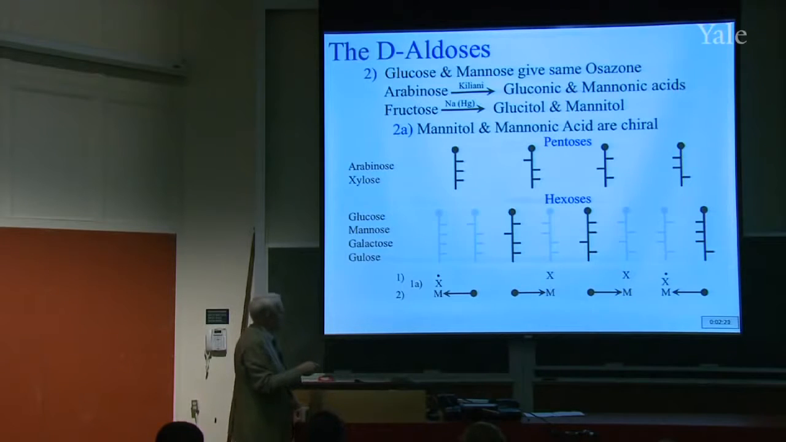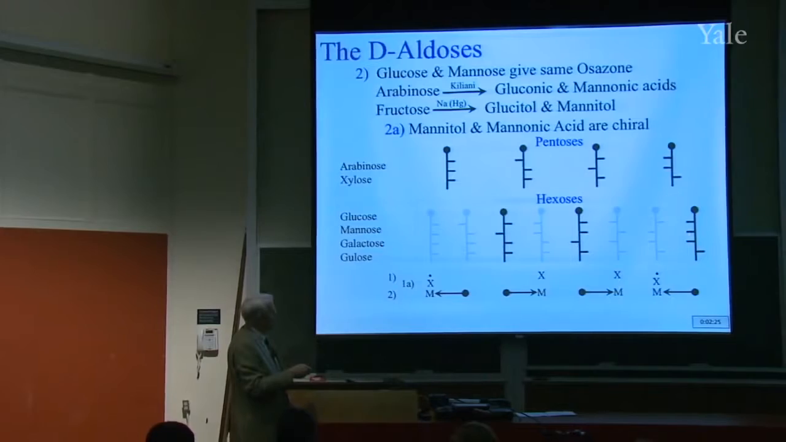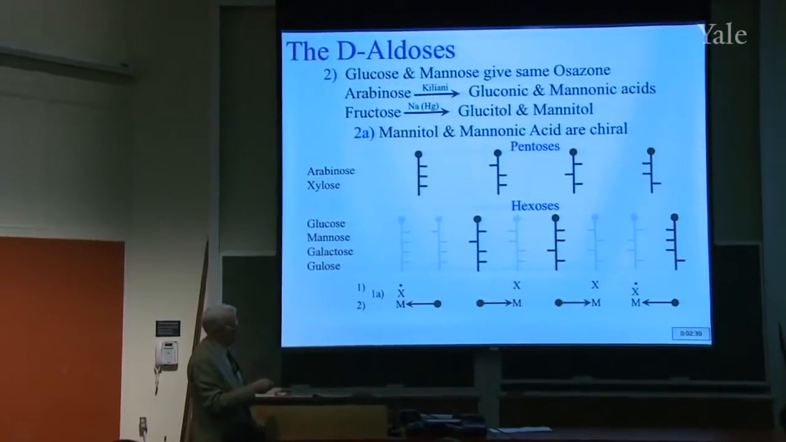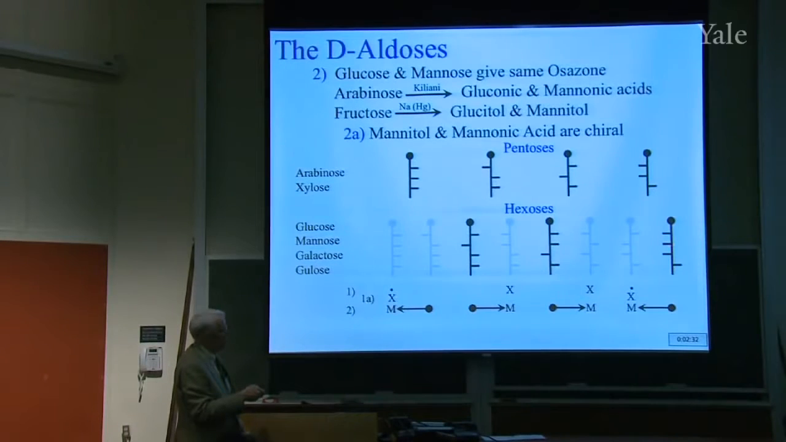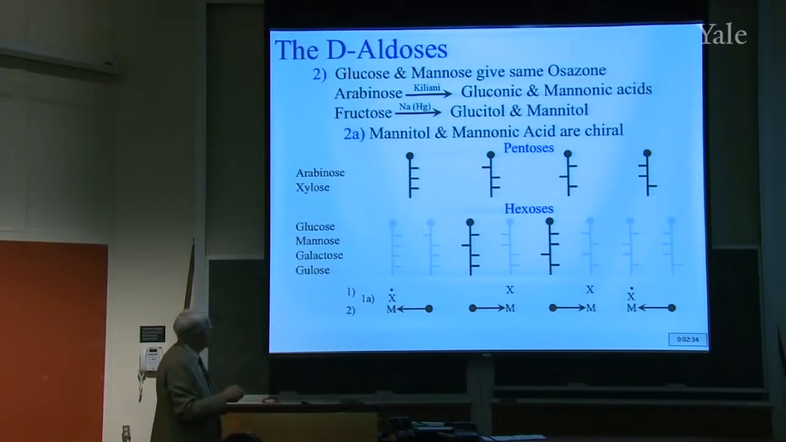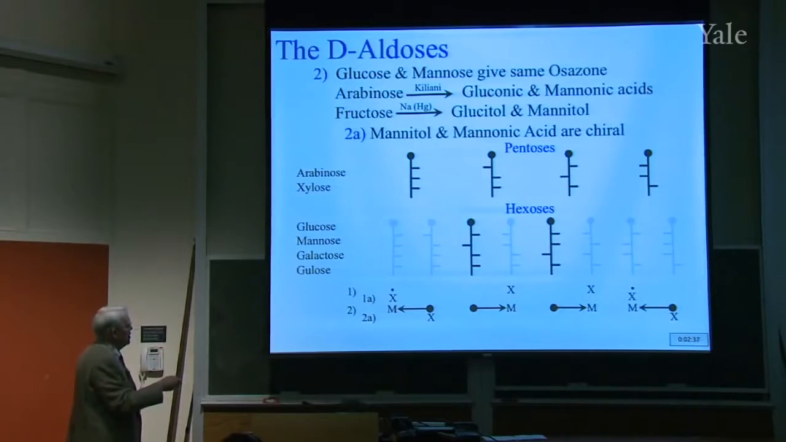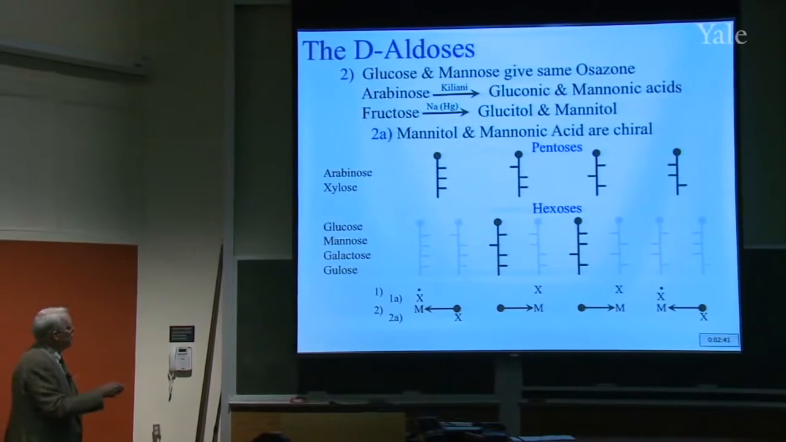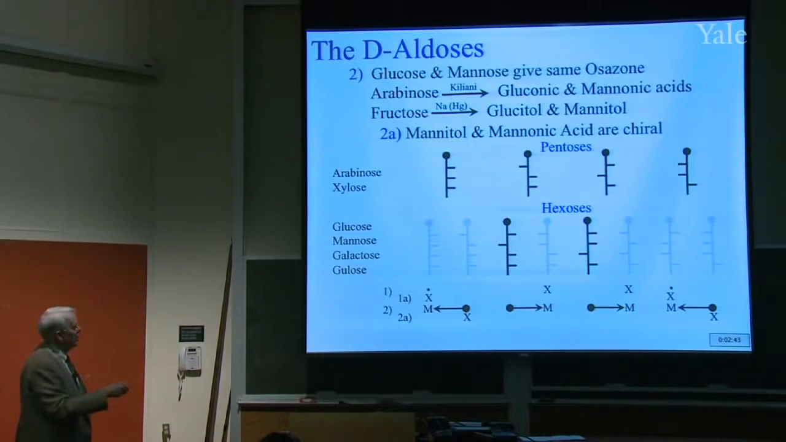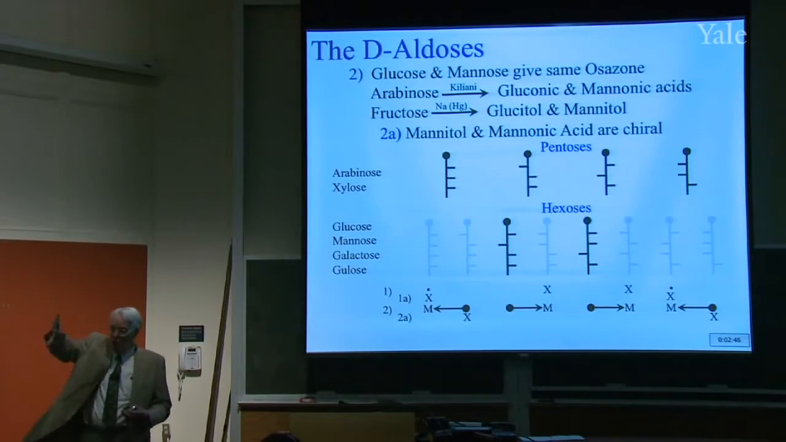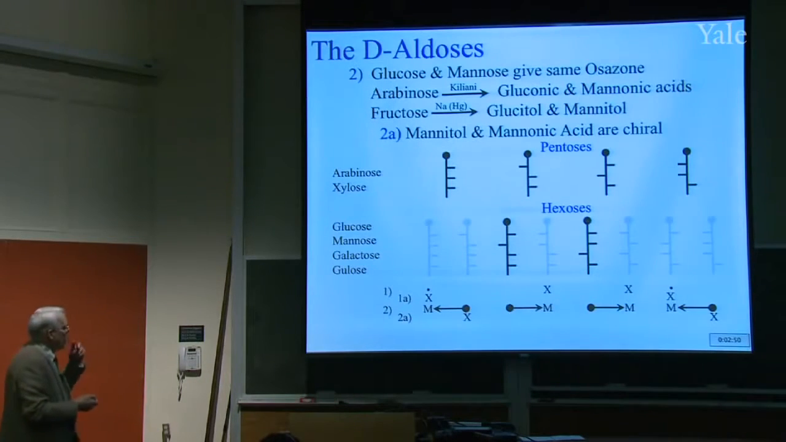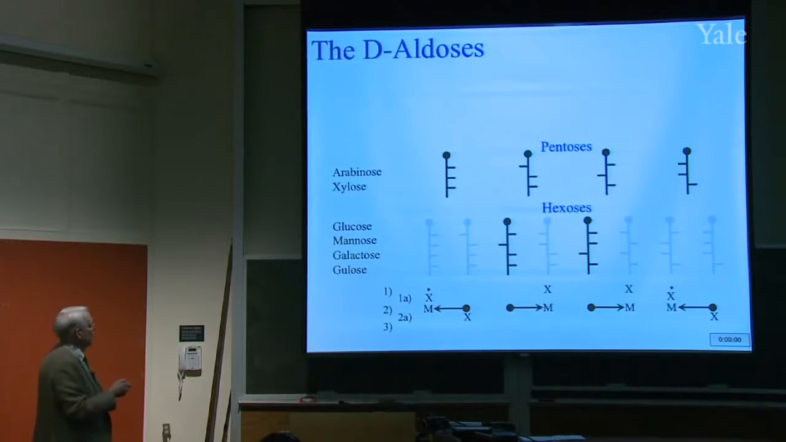Could this be mannose? Yes. That means this could be glucose. Could this be mannose? No, because now it has a mirror in the middle. So that can't be glucose. So from 2A then, we can exclude this and we can exclude that. So one of these must be glucose, and the other one is gulose, the one that's turned end for end, top to bottom. So how are we going to decide that? Or how did Fischer decide it?